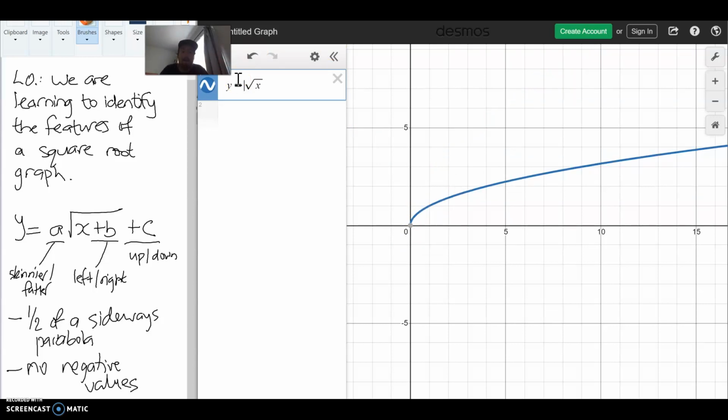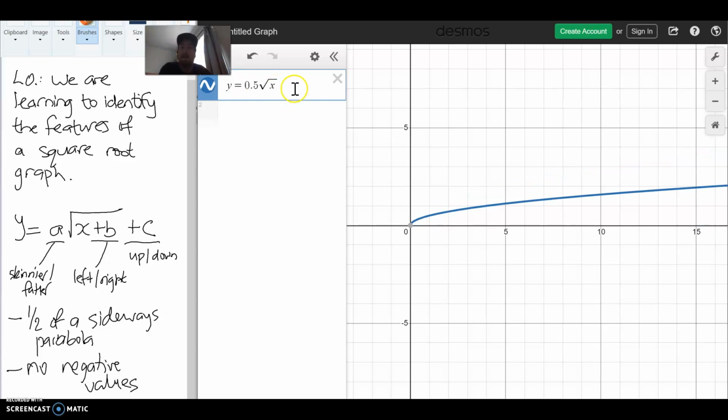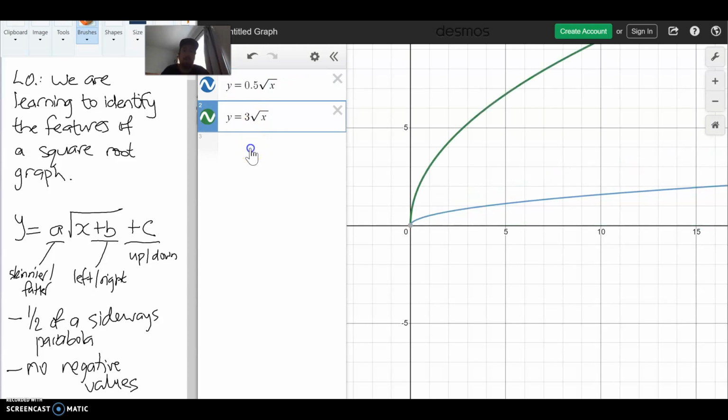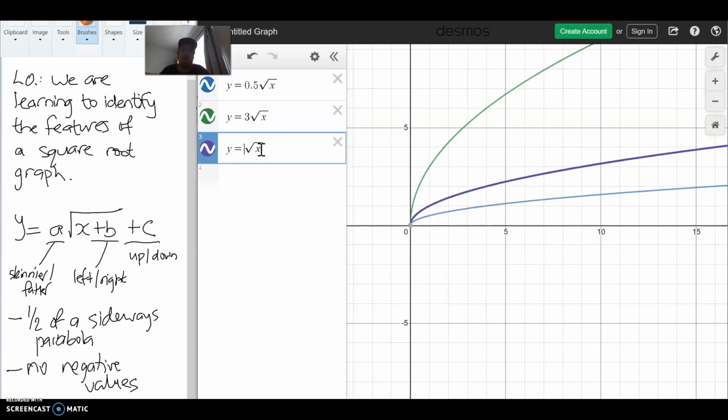And let's say I made that 0.5, and you can see how that's been made a bit skinnier now. And we'll just compare them all side by side. So there's 3, and there's our standard parabola. So we can see the green one, that's a lot wider, and the light blue one, well, that's a lot flatter or a lot skinnier. And the purple one being our normal square root of x graph.